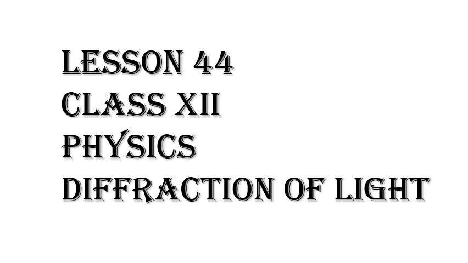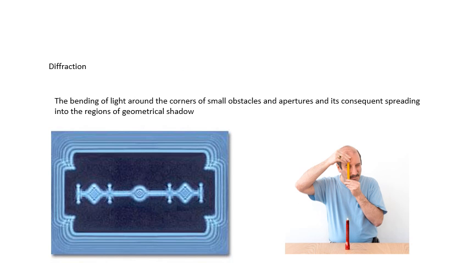In this lesson we will discuss diffraction of light. So what is diffraction of light? The bending of light around the corners of small obstacles and apertures and its consequent spreading into the regions of geometrical shadow is known as diffraction. What this means is that the light bends around the corners of an object. Such a phenomenon is due to diffraction of light.